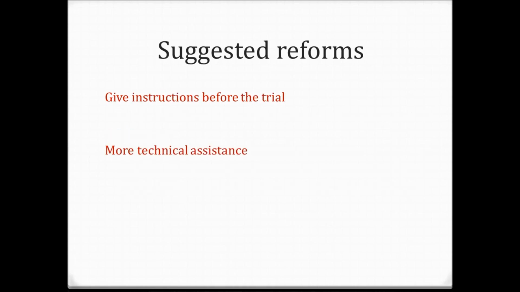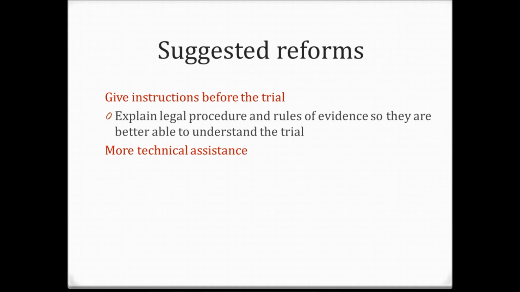Another suggested reform would be to give instructions before the trial to the jury to provide them more technical assistance. If we gave instructions to the jury before the trial, we'd be able to explain the legal procedure involved. We'd be able to explain rules of evidence so that the jury is better able to understand the trial. We'd also be able to give more technical assistance to them if we gave them access to the trial transcript in electronic form, particularly for long trials where there's lots of evidence.